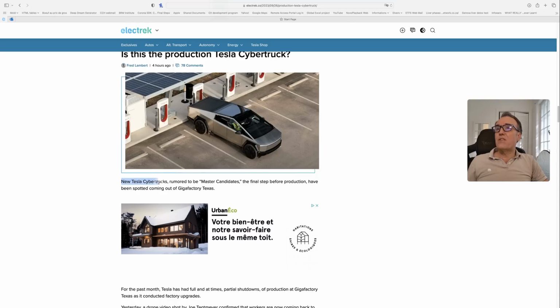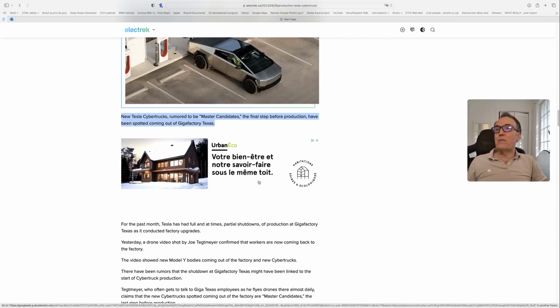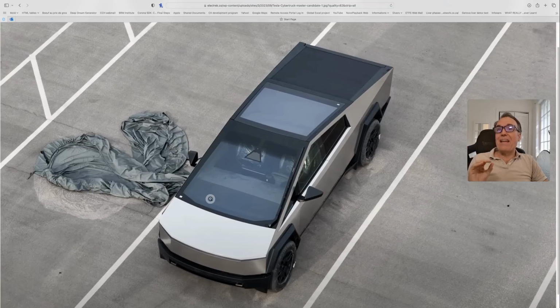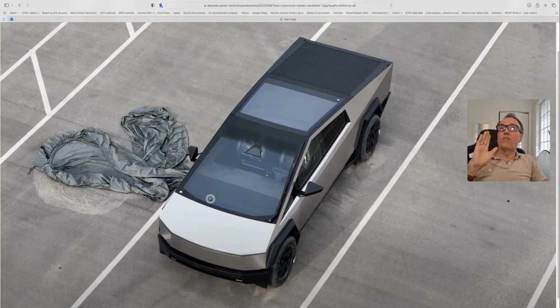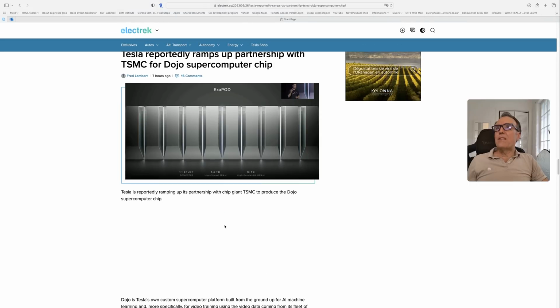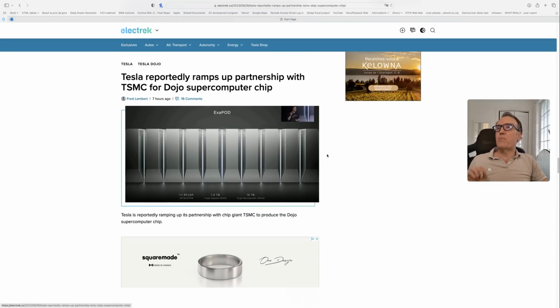So there are new Tesla Cybertrucks that are rumored to be master candidates, the final step before production. They have been spotted coming out of Gigafactory Texas. So maybe we are looking right here at the nearly final production spec. We'll see. Also, Tesla reportedly ramps up partnership with TSMC for Dojo supercomputer chip.